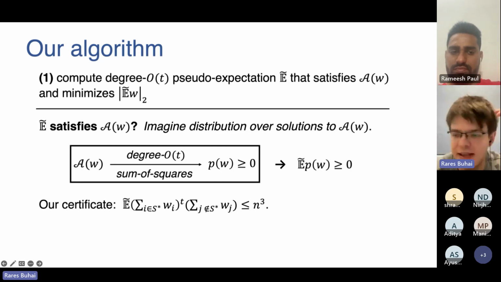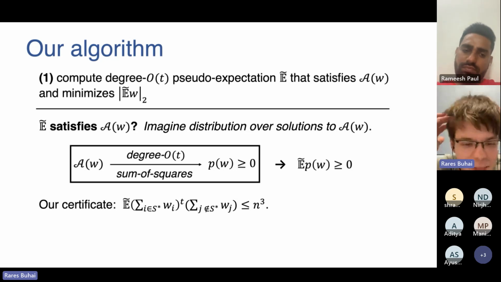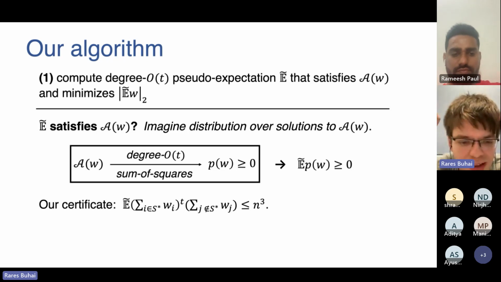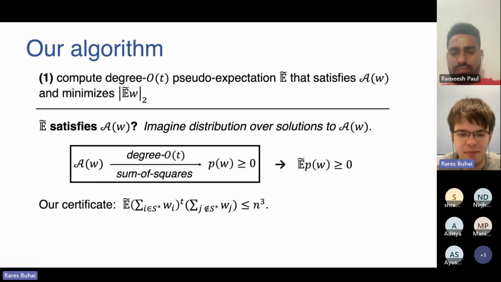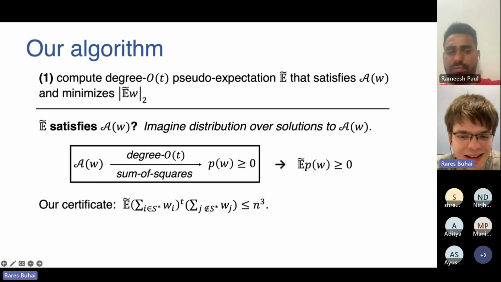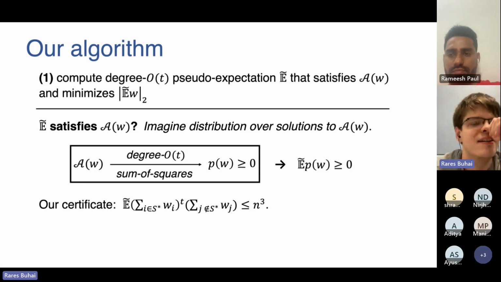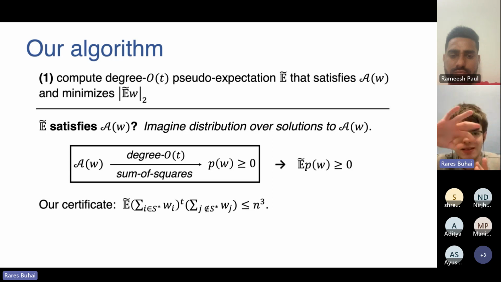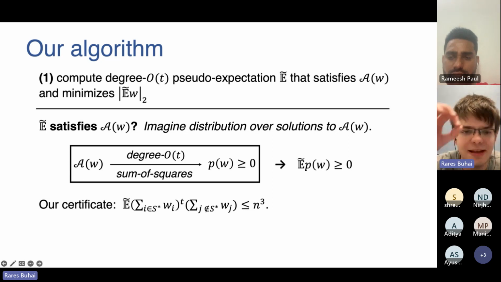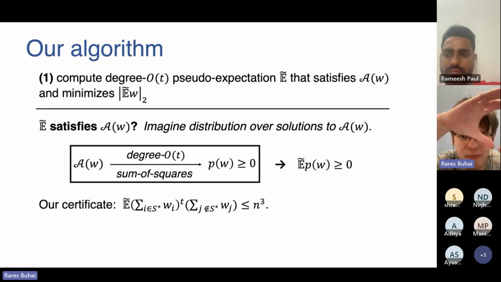So now let's look at the actual statement. The statement says that the expectation of the sum over i in the clique of w_i raised to the t, times the sum over j not in the clique of w_j, is bounded by n to the 3. N to the 3 could just as well be n to the 5. So how should you interpret this? Remember that w is supposed to represent a k-clique, a solution to these constraints. So it's supposed to indicate a k-clique. So suppose that w has at least one element that's not in the clique, which means, let's suppose that it's distinct from the actual true clique.